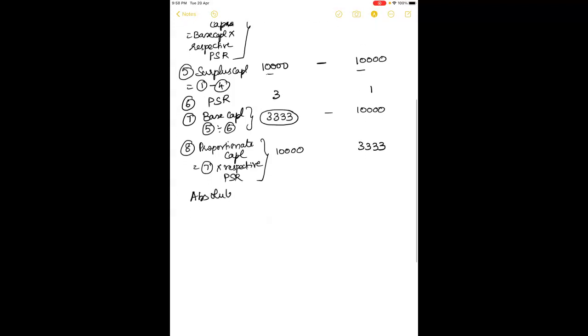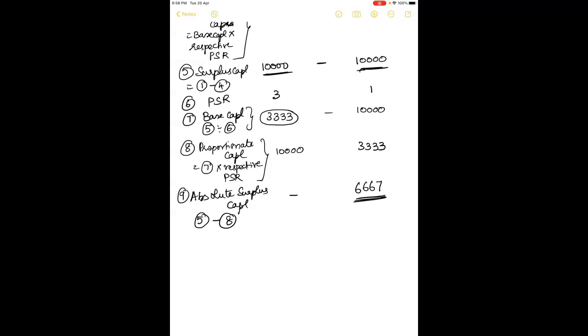This is the 9th step, absolute surplus capital. That is between A and C, who is having the surplus. So this is 5th step minus the 8th step. That is from this surplus capital we are subtracting this. So 10 minus 10, nil. 10 minus 3,333, you get 6,667. So between A and C, who is having surplus capital? C is having surplus capital of 6,667.